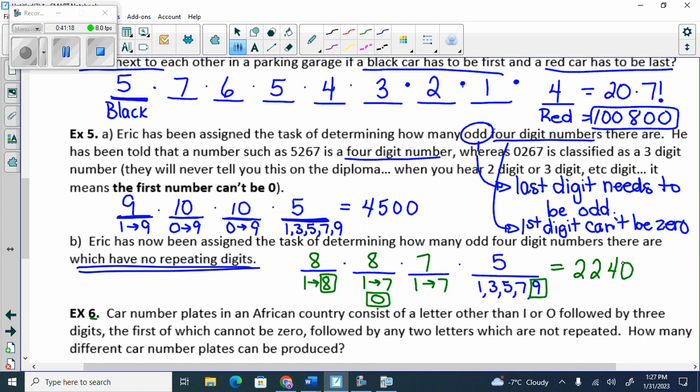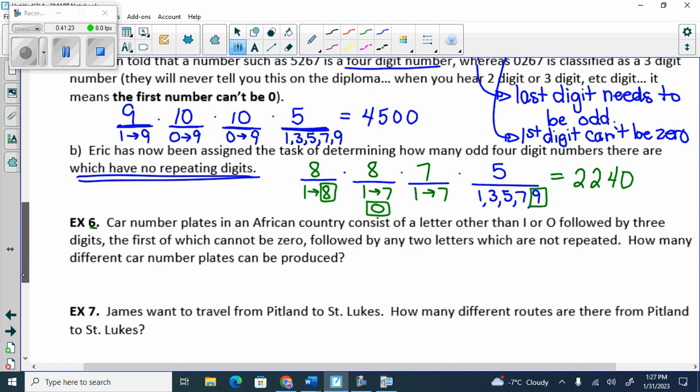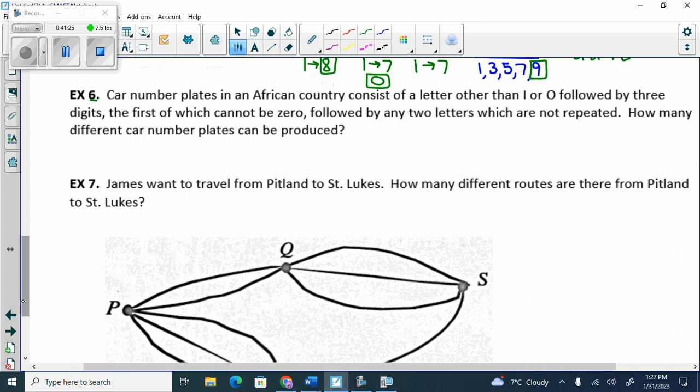We're going to skip example 6. And we're going to come down to example 7.